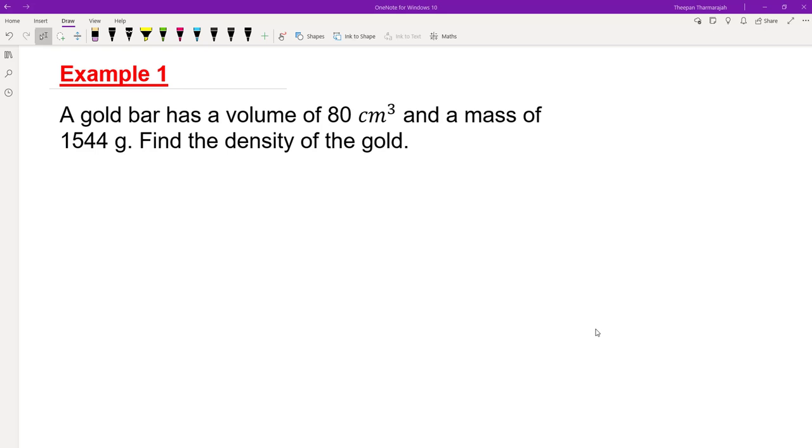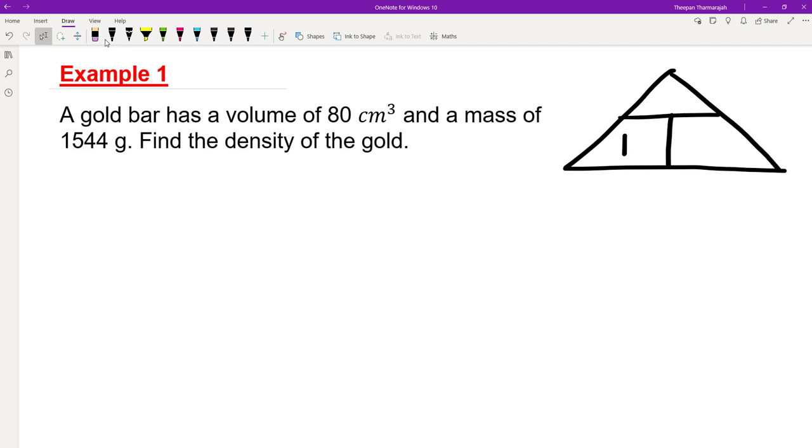In this video, we're going to look at density. So this question says a gold bar has a volume of 80 centimeter cubed and a mass of 1,544 grams. Find the density of the gold. So what we do for a question like this, we draw a triangle. And then we have density is mass divided by volume, and mass is density times volume. So we want to find the density. So we say density is mass divided by the volume.